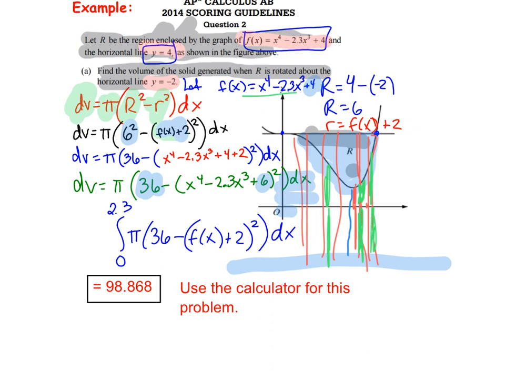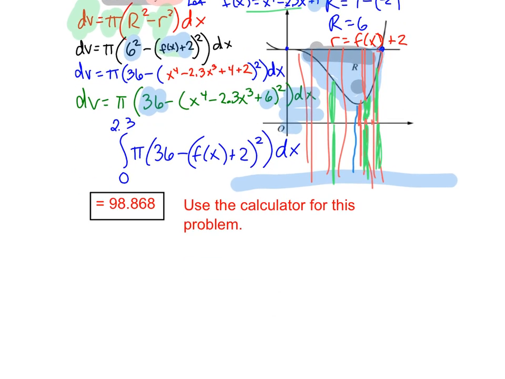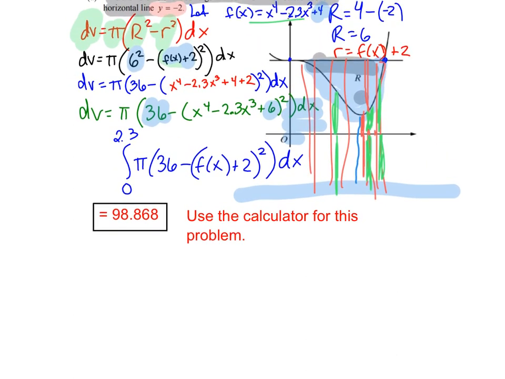Pi can be pulled out. Do you need to use a calculator? I don't think you have to use a calculator. Can you? You can do it. It's not that hard. You just have to foil a trinomial, and that stinks. You know, you're going to get like 17 terms. Alrighty, so yeah, go ahead and use a calculator.